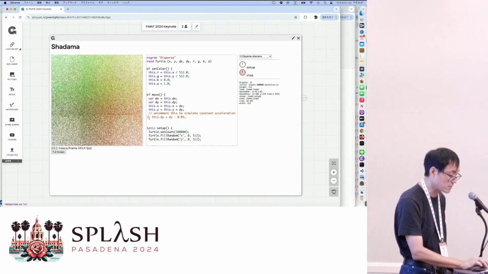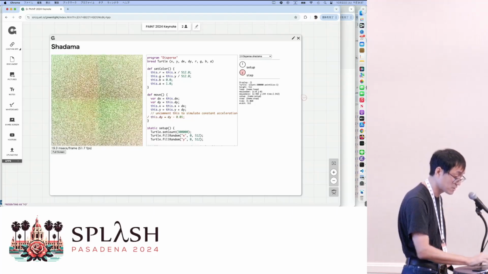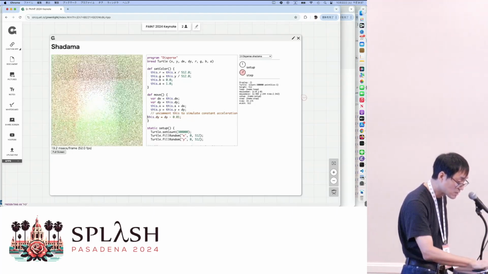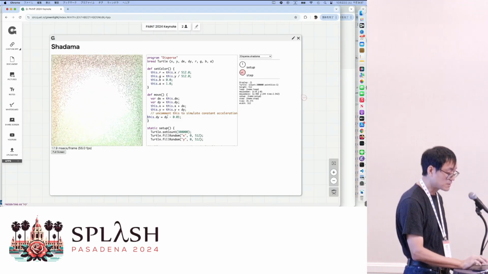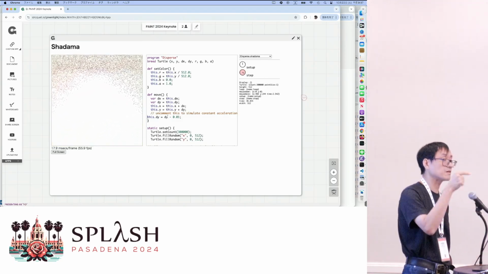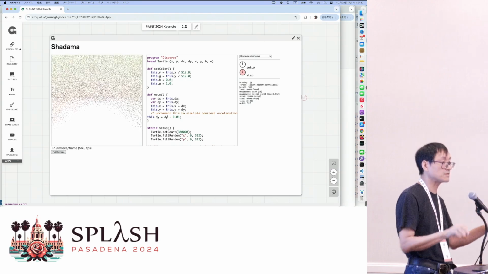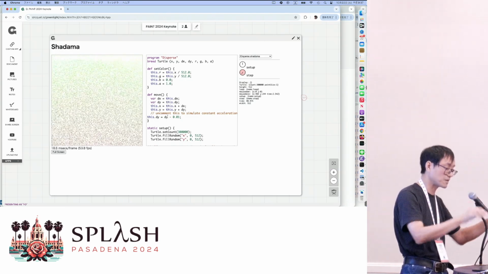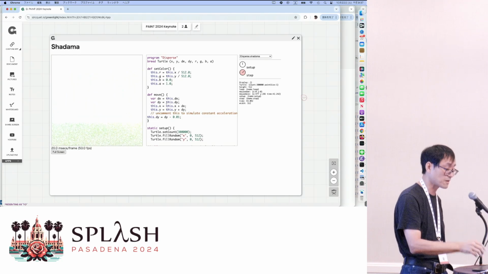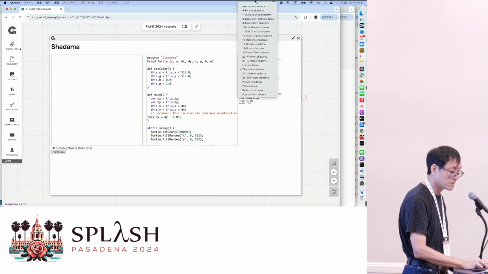But what can be done here is to add the dy at every time. So I'm changing the program into a gravity simulation on the fly. So that's Shedama.